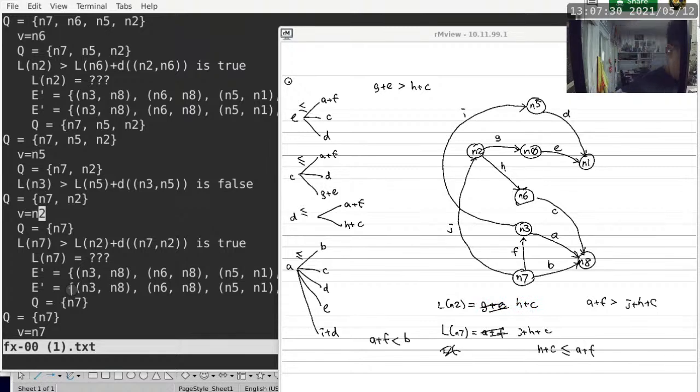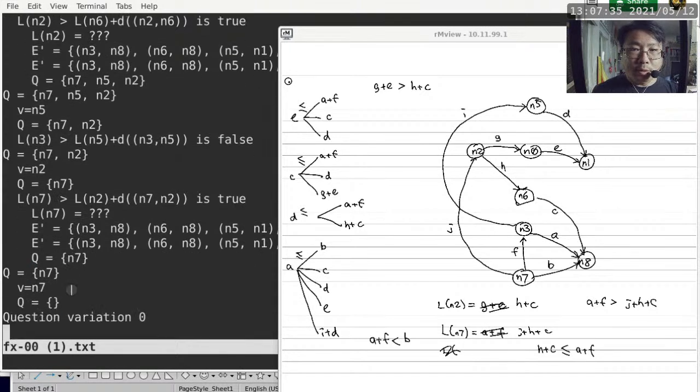All right. So now we are down to N7 in Q. We pick out Q. We pick out N7. There are no incoming edges to N7. So N7 has no incoming edges. So that's here. So now we have the entire graph figured out as well as the relations. Do we have any questions about this part?